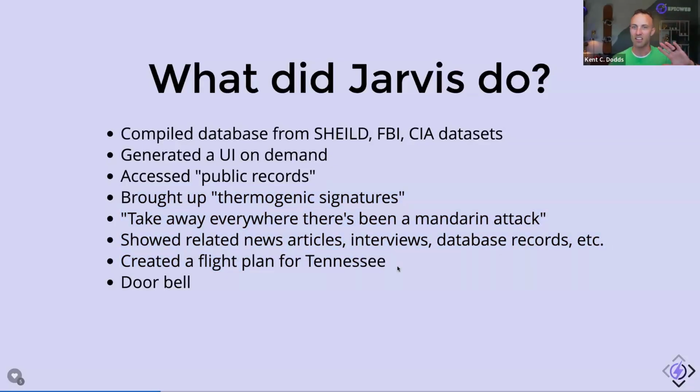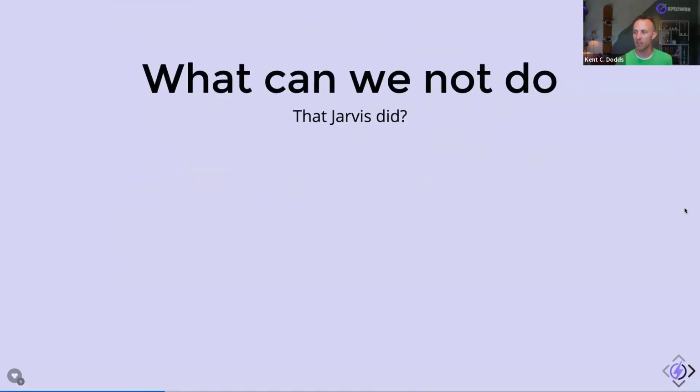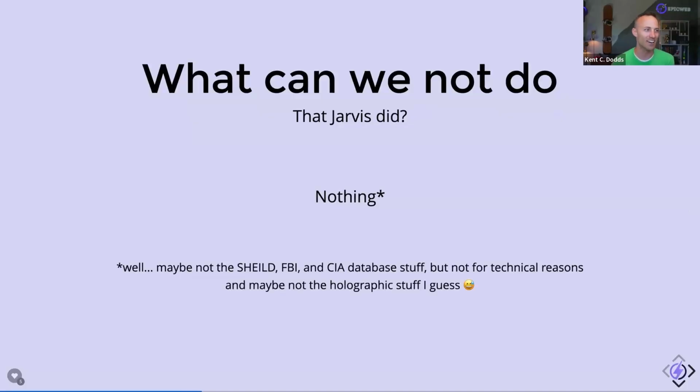That's always the quintessential example for an agent: oh yeah, I'll book a flight to this place. And I think it's kind of a tired example. Honestly, we're all tired of that example, but he literally does that in that clip. So Jarvis is able to do a lot of things, and my question is, what can we not do that Jarvis did in this clip? What does Jarvis do that we are not able to do? And I would say nothing, with a pretty strong asterisk, right?